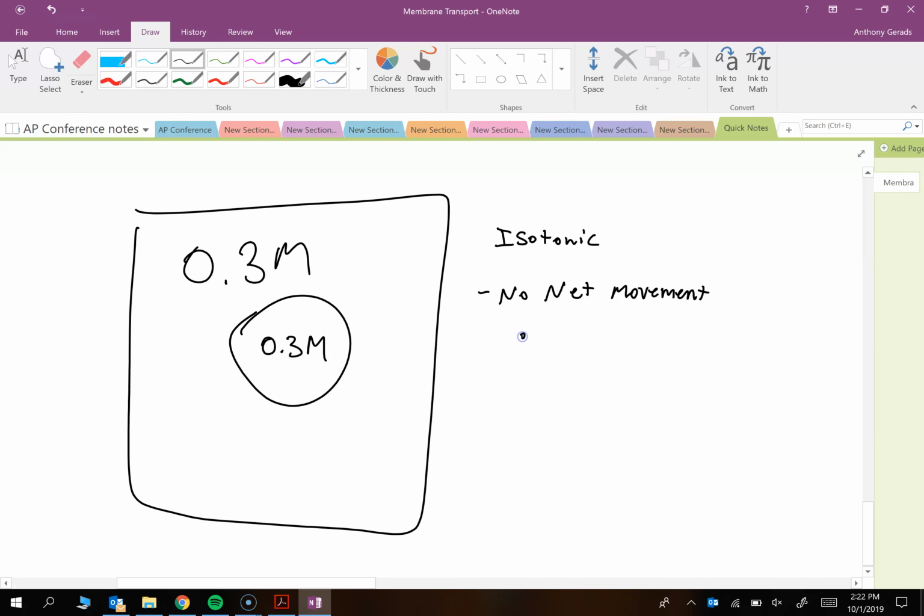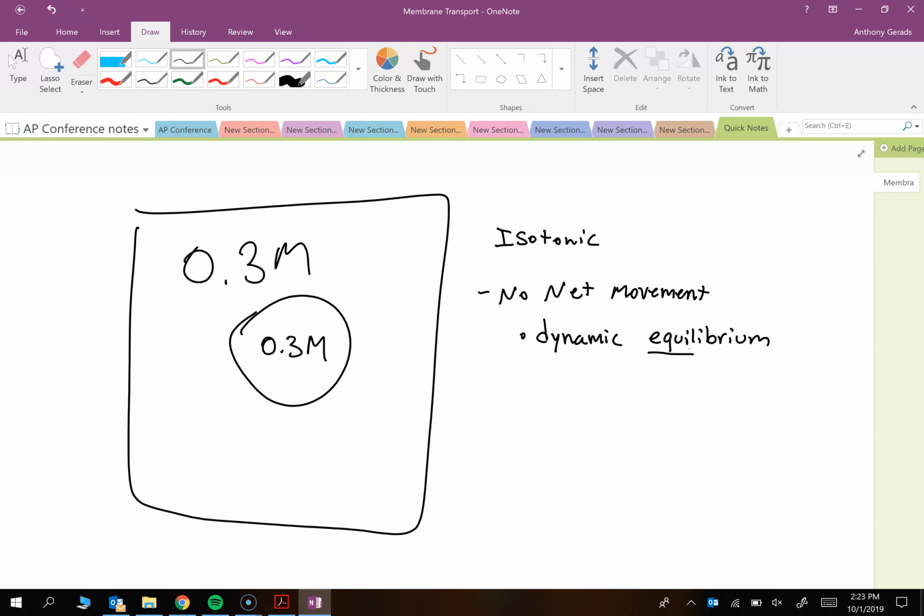It's what's called dynamic equilibrium. The root of this is equal, meaning it's the same on both sides. I've got the same amount of free water on both sides, and so some water is going to leave, but the same amount of water is going to come in. Because that term dynamic means movement.